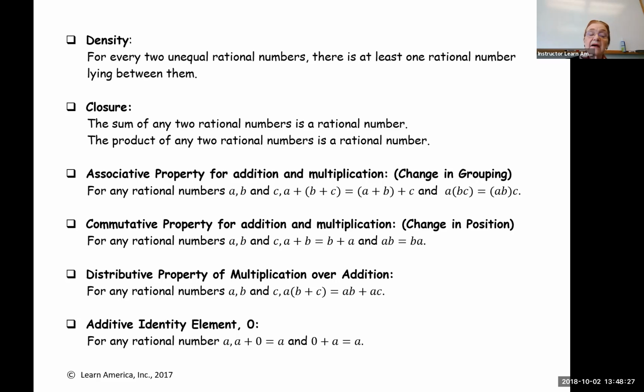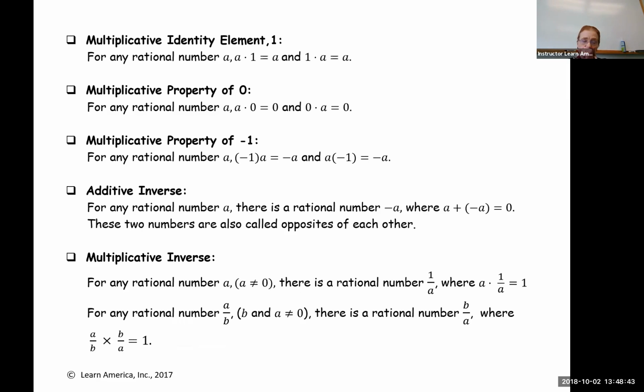And finally, we have an additive identity element, 0. For any rational number, if we add 0 to it, we don't change the number. So A plus 0 is A, and 0 plus A is also going to be A. We have a multiplicative identity element as well. This is 1. 1 does not change the identity of the number. So for any rational number A, A multiplied by 1 is going to just give A, and 1 multiplied by A is also going to be A. So you see there's an identity here in the sense that A does not get changed. It's identical to what we started with.